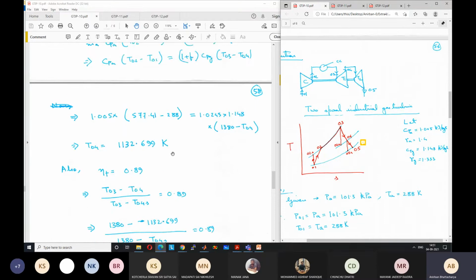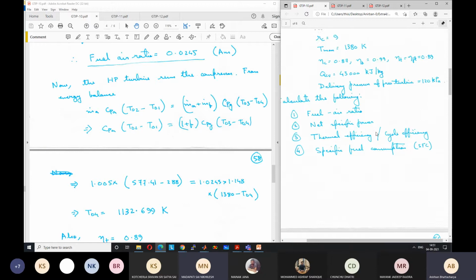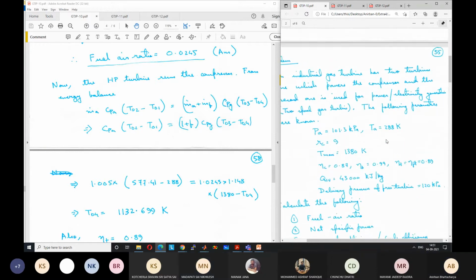So once we know the temperature, can we proceed to the next point, 05, or do we need to find the pressure here? Because temperature is known already. P04, is it needed or not? The pressure at 04 is already given, right? How is it given? The pressure at the inlet of the free turbine is given. No, it is not at the inlet of the free turbine. It is the delivery pressure of the free turbine. Delivery means at the outlet of the free turbine.